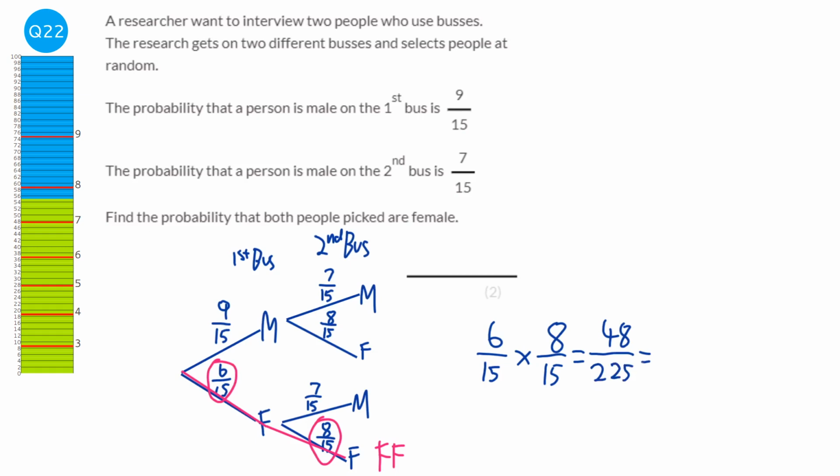Now you can actually cancel that down. So what you can do is divide top and bottom by 4, and that will give you 16. Is it 4? No, you can divide top and bottom by 3. And that would be 16 over 75. So either 48 over 225 or 16 over 75.